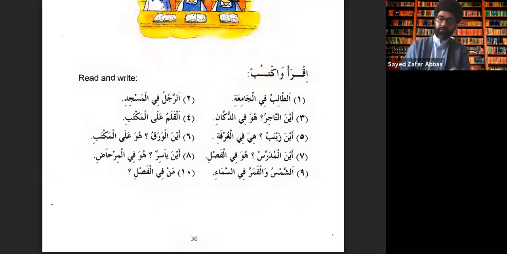أين المدرس, where is the teacher, هو في الفصل, he is in the class. أين ياسر, where is Yasir, هو في المرحاض, he is in the toilet. الشمس والقمر في السماء, the sun and the moon are in the sky. من في الفصل, who is in the class.